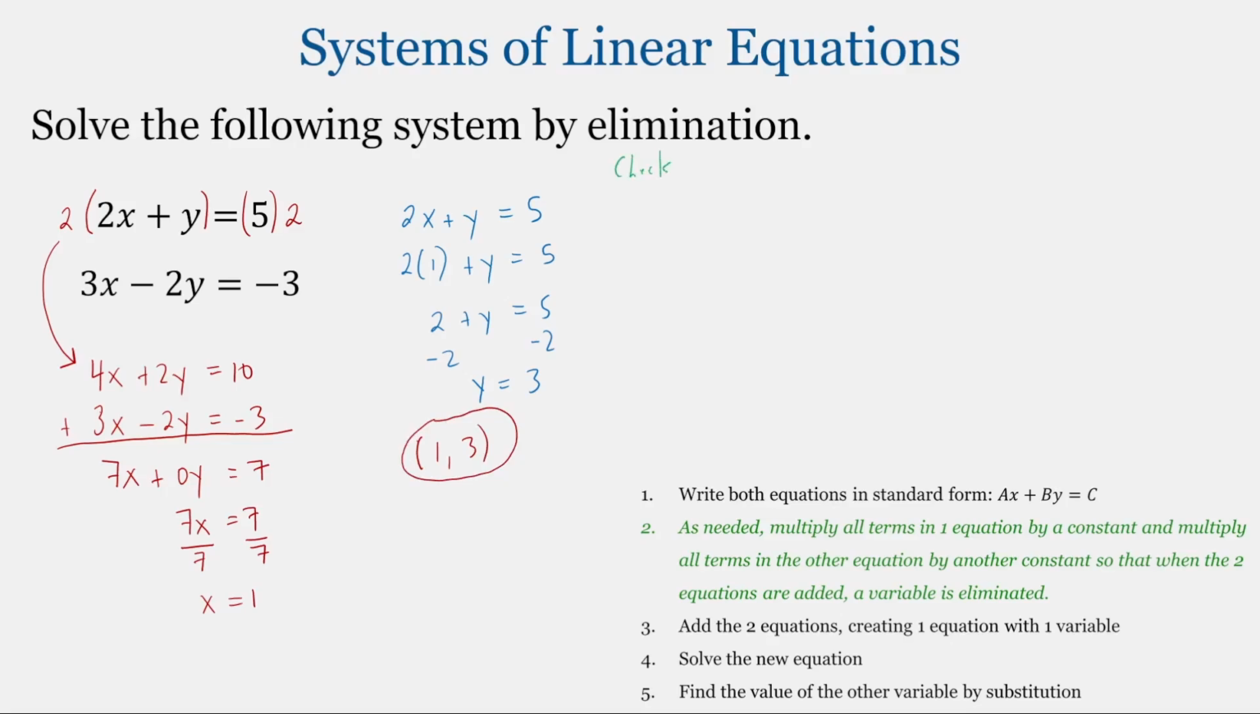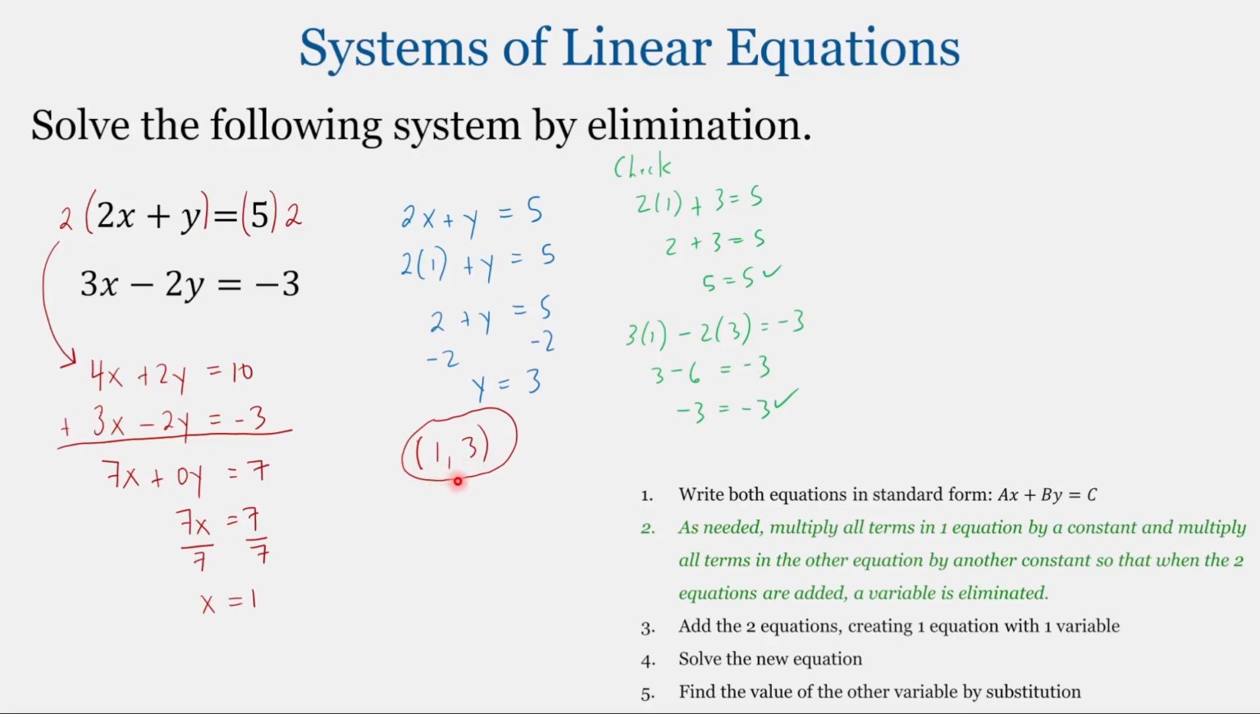Let's check our answer. So we have 2 times 1 plus 3 equal to 5. So 2 plus 3 equal to 5. 5 equal to 5 works for the first equation. And then 3 times 1 minus 2 times 3 equal to negative 3. This is 3 minus 6 equal to negative 3. Negative 3 equal to negative 3. That's also true.